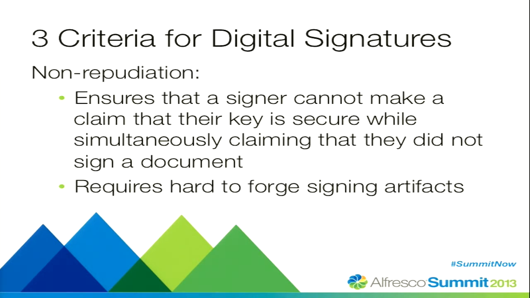We also need non-repudiation. Non-repudiation basically means that it's impossible for a signer to make concurrent claims that their key is secure and that they did not sign a document. So we want to be able to prove that if they're going to claim their key has not been compromised, that they did indeed do this signature. And to do that, we need some hard-to-forge signing artifacts. That's always been the big weakness of a wet ink signature on a document, right? Anybody could really forge that with enough practice, and sometimes it doesn't even really take all that much. These things can be traced.